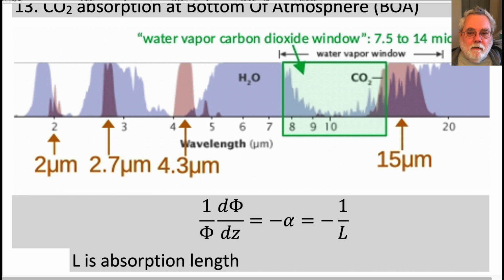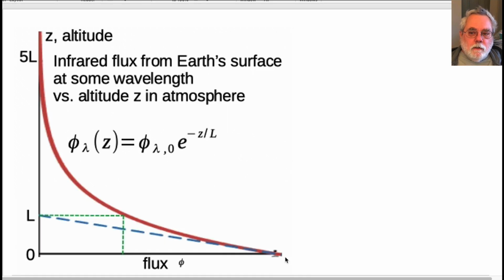For our simplified analysis, we ignore what happens to the absorbed energy. It disappears. For the full atmosphere, we would have to account for thermal radiation by the atmosphere. If the absorption coefficient and absorption length were independent of altitude, they are not, the outward flux from Earth's surface would decrease exponentially with altitude, with the flux decreasing to 37% at the altitude that equals the absorption length.